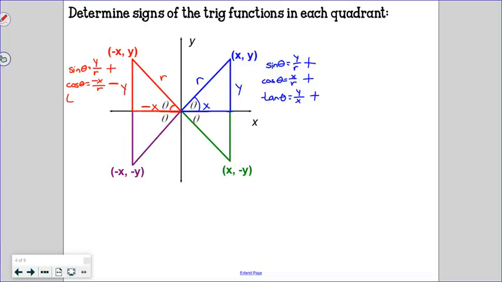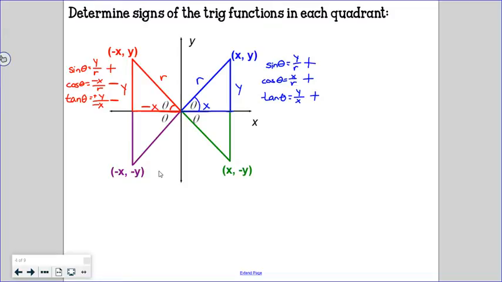Tangent is a positive opposite value. Oops, sorry, I said negative, that's a positive. Positive y value over a negative adjacent value, which would be a negative answer. So the only thing that turned out positive in quadrant 2 was sine.